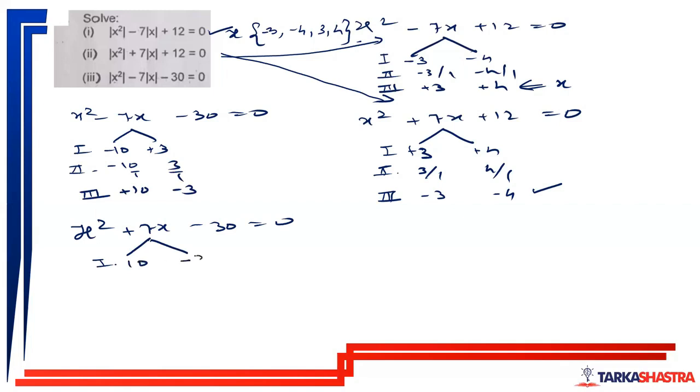Positive 10, negative 3. Sum is positive 7, product is minus 30. Second step, 10 by 1, minus 3 by 1. Third step, change the sign. So this is minus 10, this is positive 3. So all the values that will satisfy are 10, minus 3, minus 10, and positive 3. These values of x will satisfy the quadratic equation.